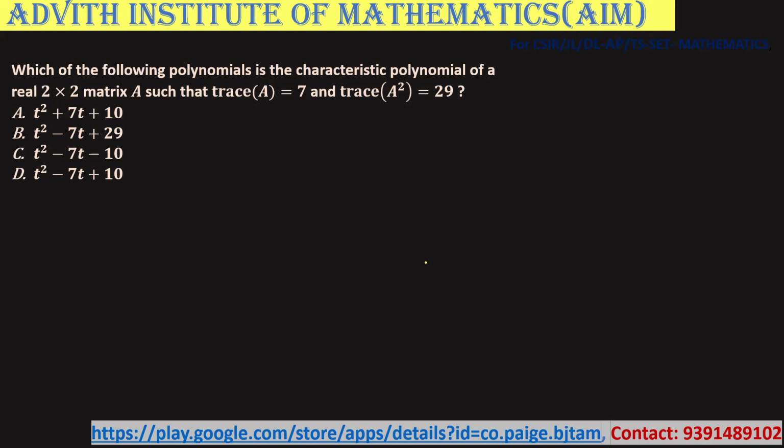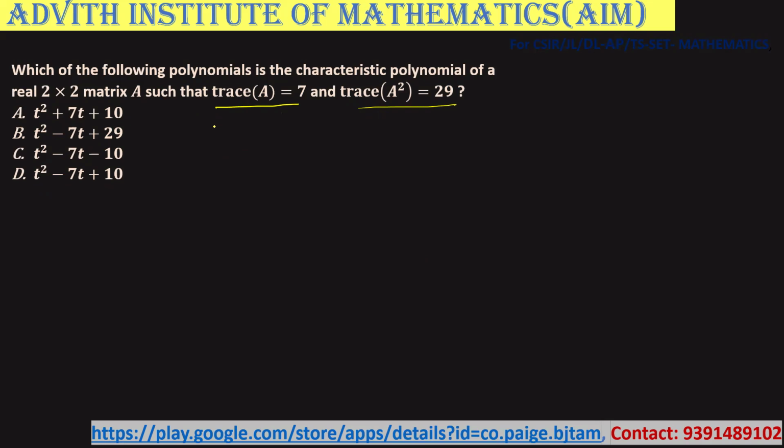Problem. Which one of the following polynomials is the characteristic polynomial of a 2 by 2 matrix A such that the trace of A is equal to 7 and the trace of A square is equal to 29? Then the characteristic polynomial is: option A, t square plus 7t plus 10; option B, t square minus 7t plus 29; option C, t square minus 7t minus 10; and option D, t square minus 7t plus 10.